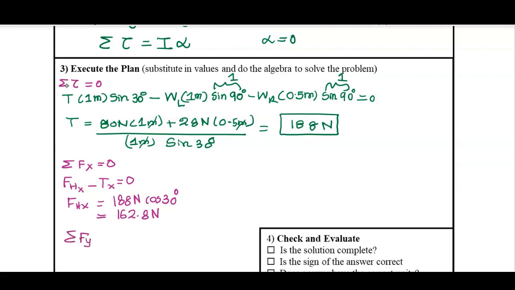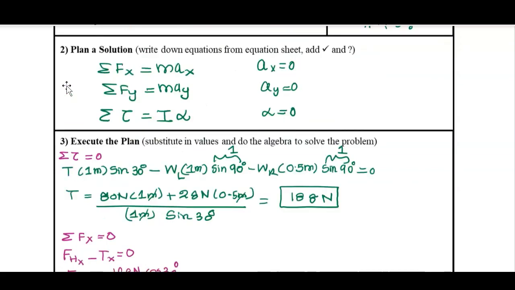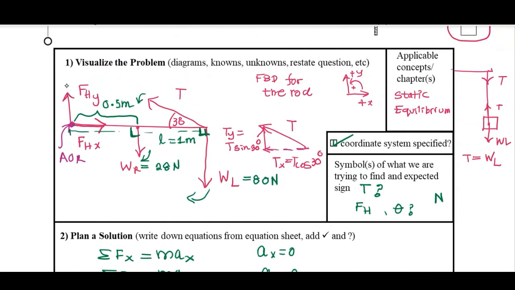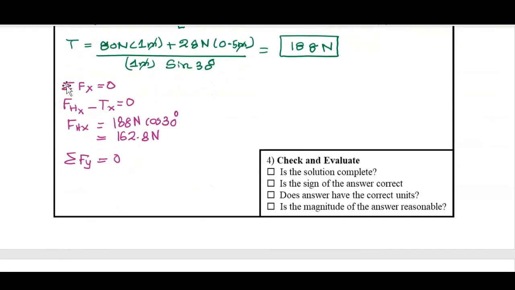So it is equal to the x component of the hinge force, 162.8 newtons. And then all the forces acting in the y direction. Look at the forces. We have the weight of the rod, the load, and then we have to consider the y component of the tension. Tension sine 30, not cosine. And then the y component of the hinge force. I'm going to assume it's acting up. If that is correct, I'm going to get a positive value for the answer.